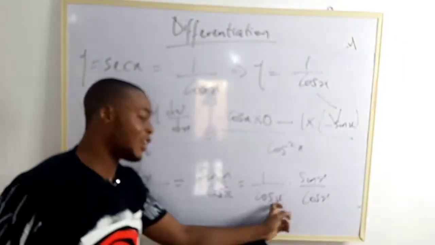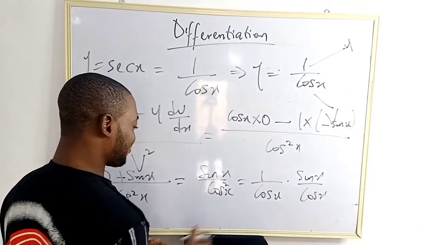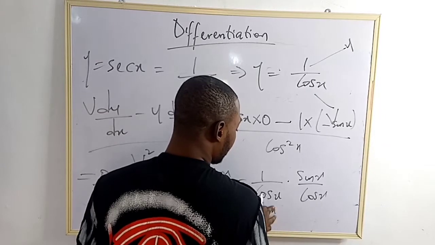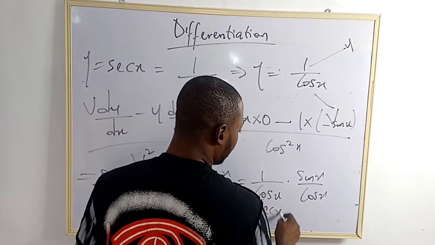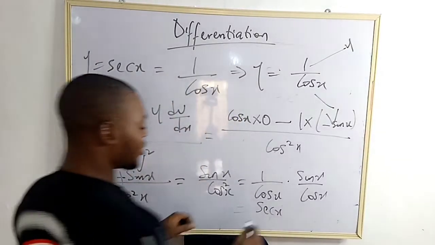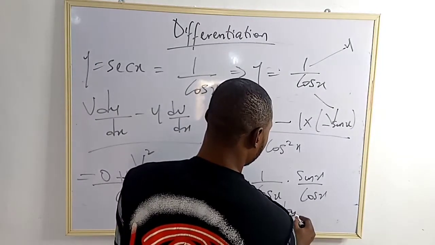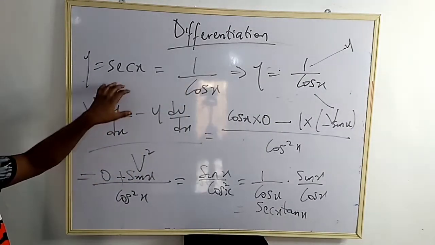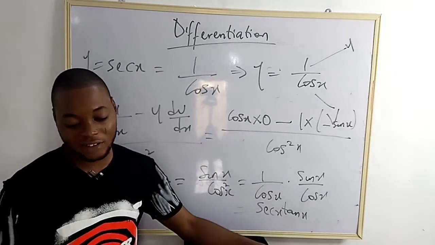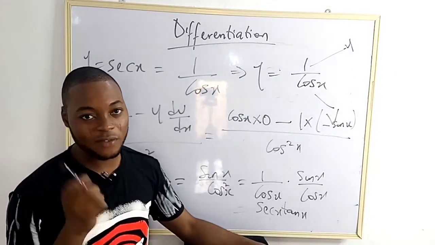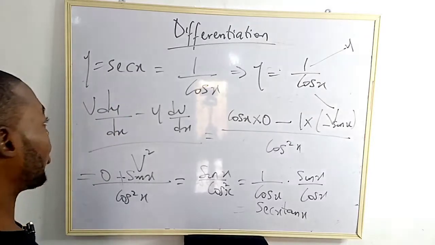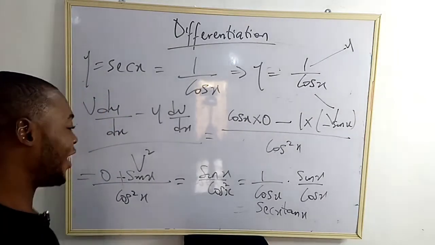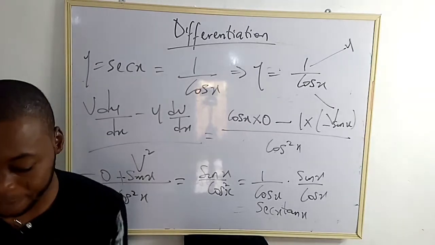So 1 over cos x is equal to what? Sec x. Sine x over cos x is what? Tan x. So that means the derivative of sec x is equal to what? Sec x tan x. If y is equal to sec x, then dy dx is equal to sec x tan x. So that's the derivative of sec x.